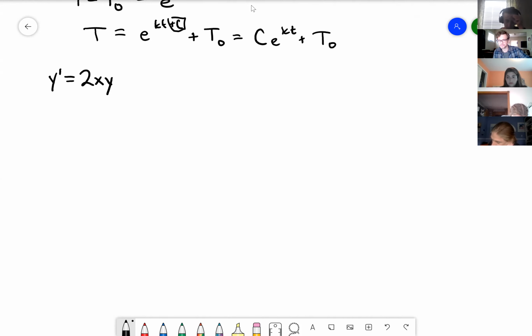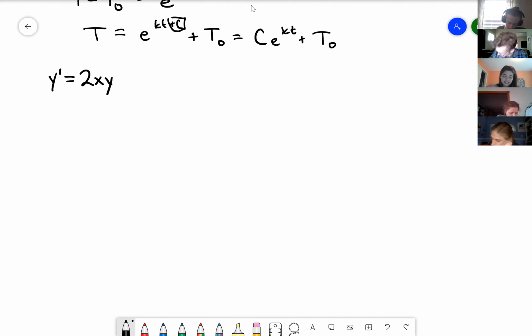Anybody got there yet? I have that y is equal to c e to the x squared. That sounds about right. I think that's right. I haven't worked it out in my notes yet. That's why I'm saying there might be a mistake. So let's work it out together and see if we get this.